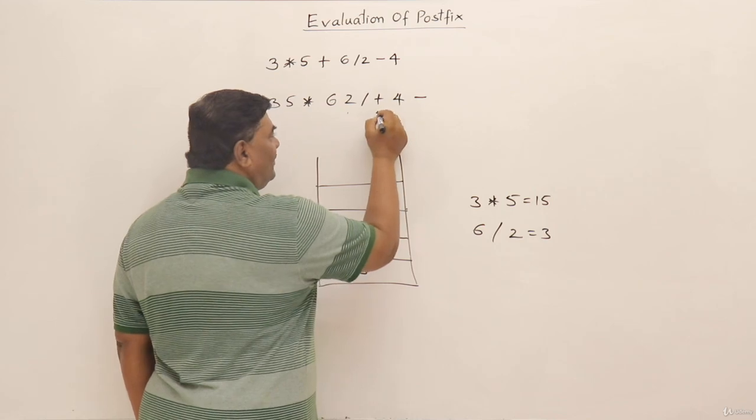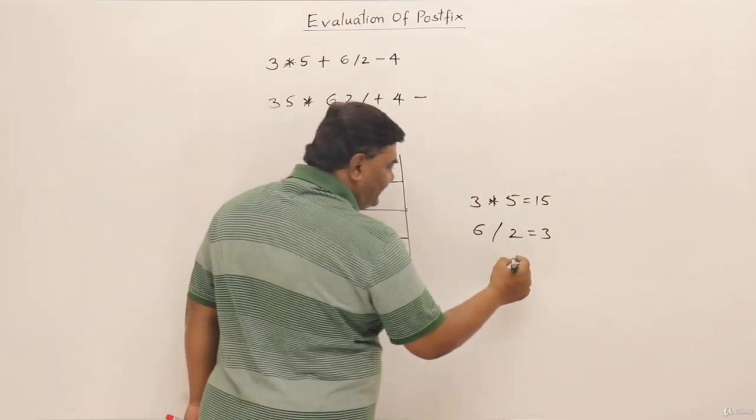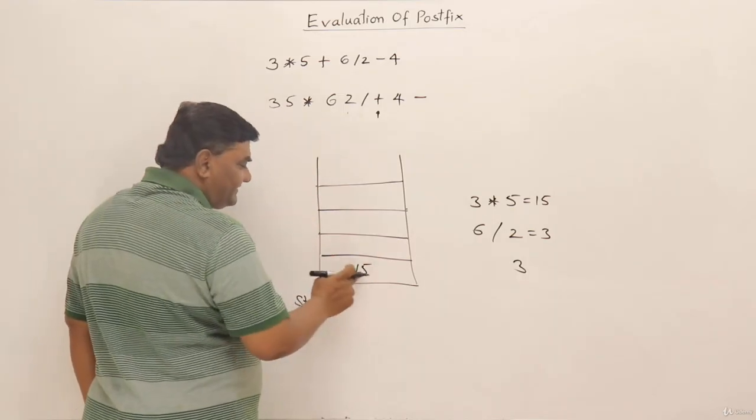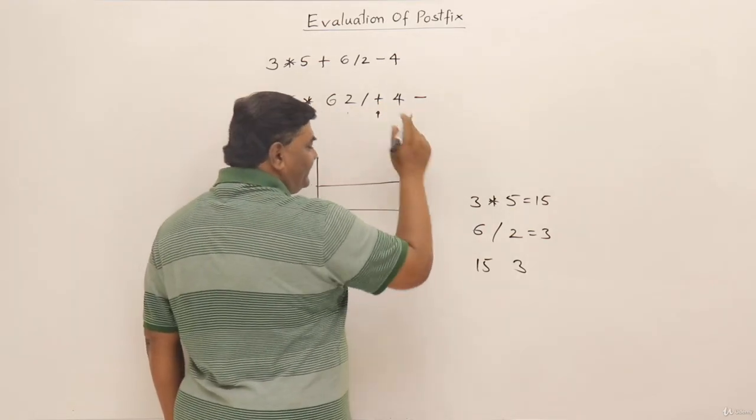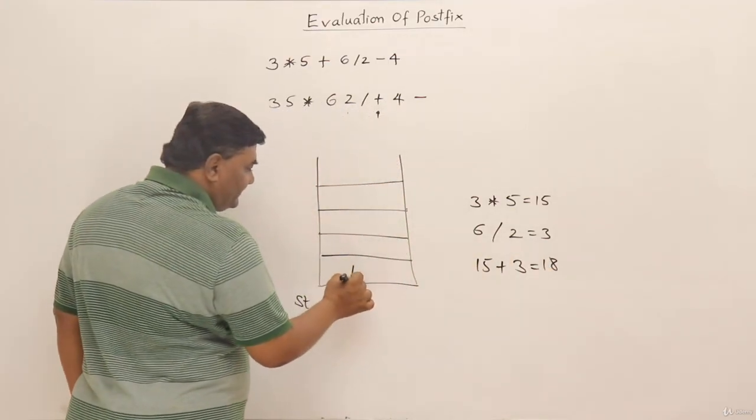Next is again an operator. So pop out 2 symbols and perform the operation. So the first symbol is 3, then the next symbol is 15. The operation is plus. Result is 18. Push that result into the stack.